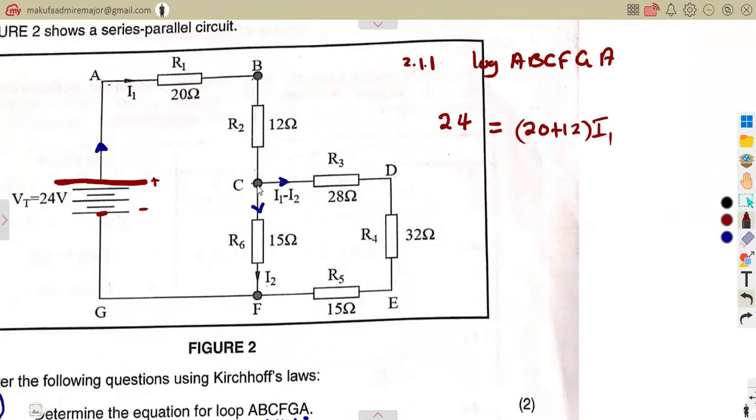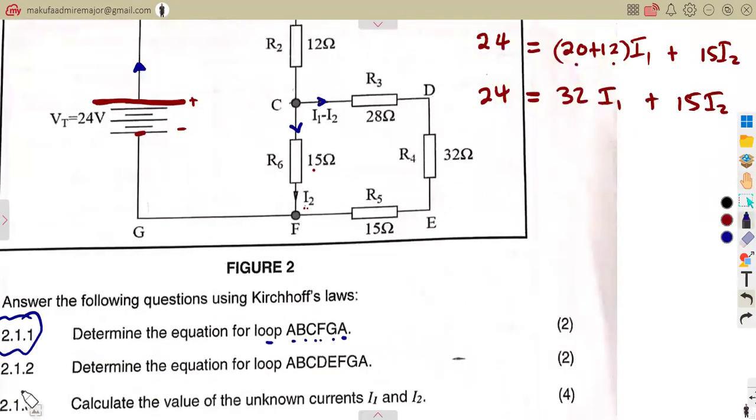You move in this branch from C to F. From C to F, we have a resistor and a current, which is I2. Already the currents are there. So that's resistance and current, so it's going to be 15 times I2. So 24 is equal to, if you add these two, 32 I1 plus 15 I2. So you formed an equation. Just leave it like that. All right, let's consider another loop.